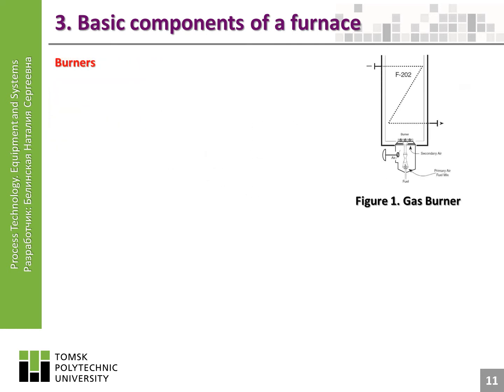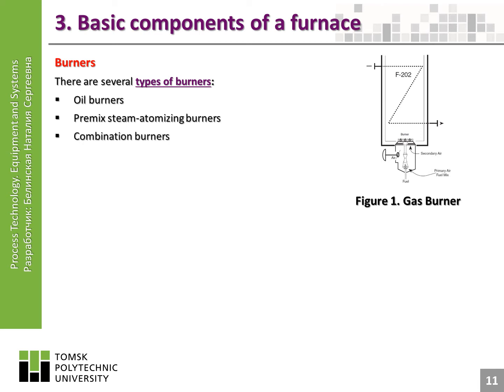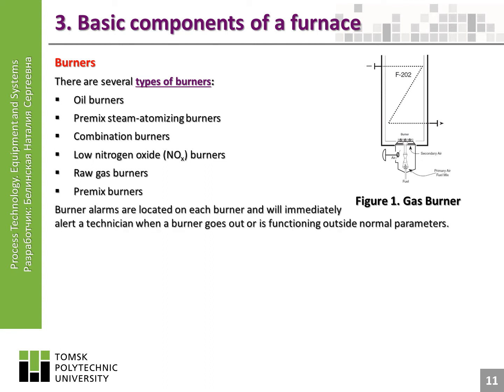Burners. There are several types of burners: oil burners, premix steam atomizing burners, combination burners, low nitrogen oxide burners, raw gas burners, and premix burners. Burner alarms are located on each burner and will immediately alert a technician when a burner goes out or is functioning outside normal parameters.